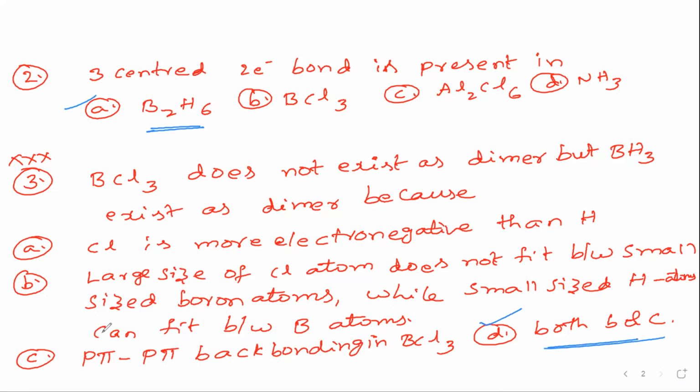Very, very important, this question. Why does BCl3 not exist as a dimer, whereas BH3 exists as a dimer? Due to small sized hydrogen atoms that can fit between two boron atoms, whereas the large size of chlorine atoms does not fit between two small sized boron atoms. And moreover, p-pi back bonding takes place in BCl3. I explained this back bonding in the previous lecture. Next question.